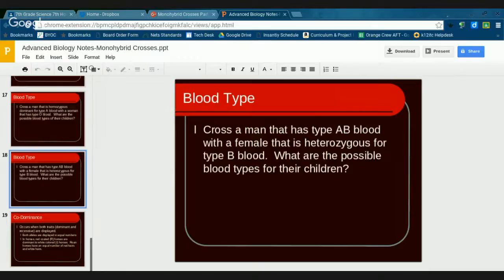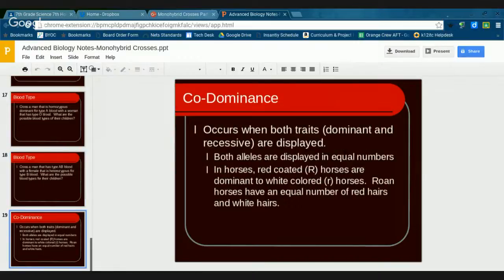Okay. The last thing is codominance. There aren't really any Punnett squares I'm going to have you do with this one. I'm just going to give you some examples, but we kind of refer to this with type AB blood. This occurs when both traits are displayed, meaning both of them are dominant. Or you can have 2 dominant alleles. So it could be 2 different situations.